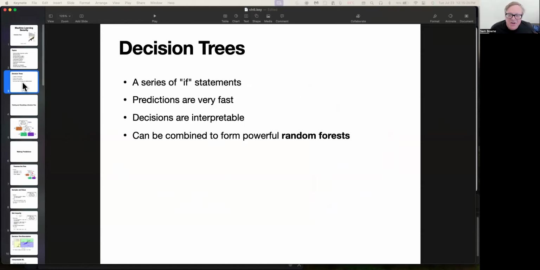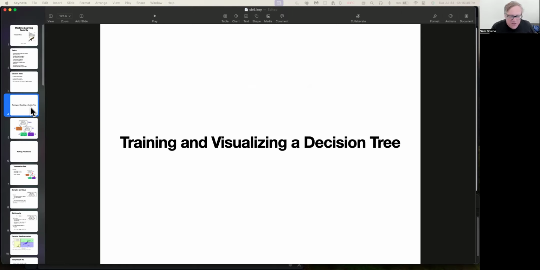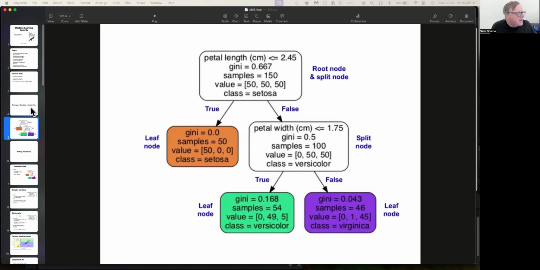It's just a series of if statements. So it's very fast to run and very easy to understand. If you don't like what it does, you can easily read the code and figure out what to change. And you can make them more powerful by making a lot of decision trees and making a random forest where you combine many of them to cancel out their errors. So if you want to train and visualize it, it goes like this.